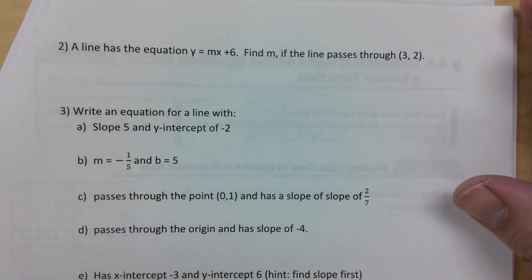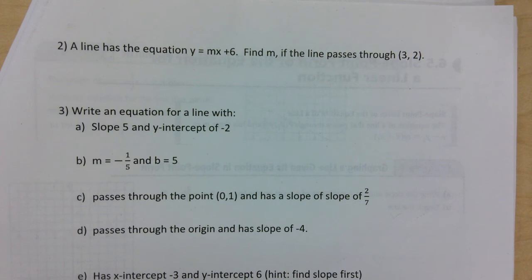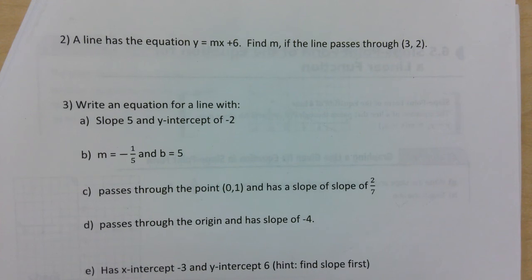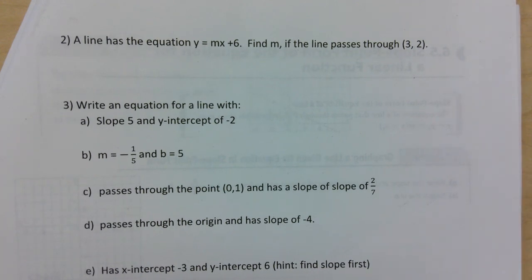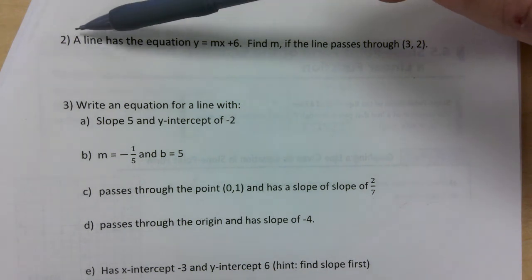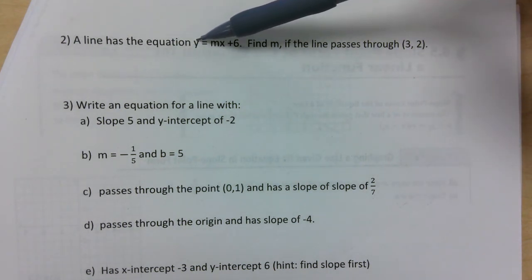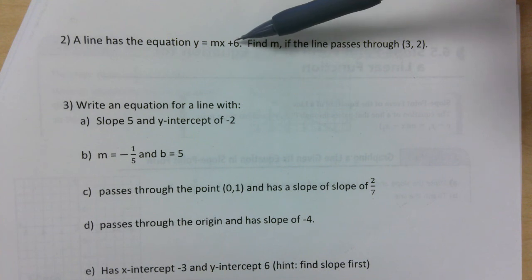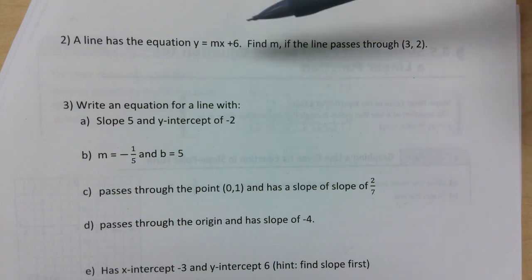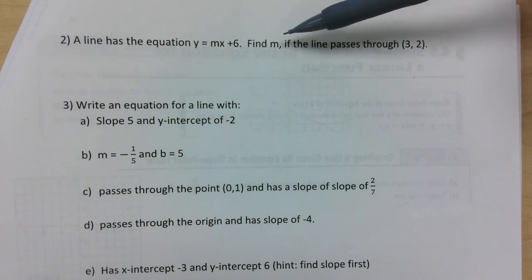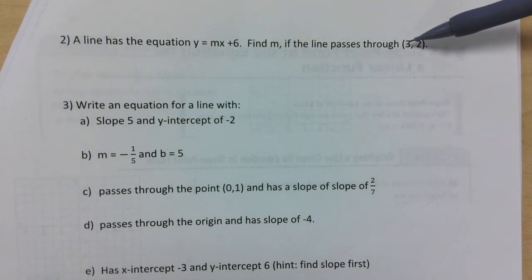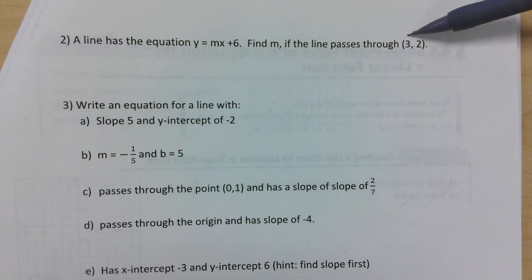So let's go to the next page here. We're now going to go through different scenarios without necessarily getting a visual, okay? So we're told that a line has the equation y is equal to mx plus 6. So all you're given here is this, right? Find m if the line passes through (3, 2). It passes through (3, 2).